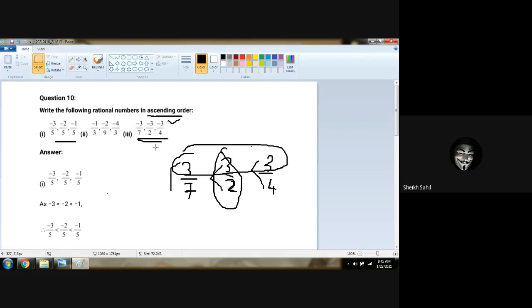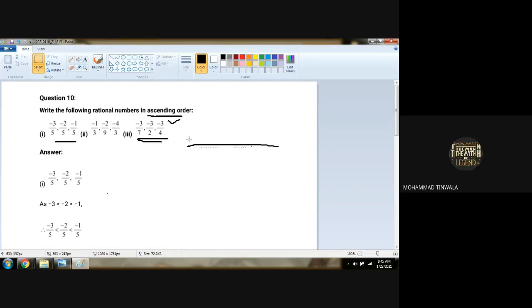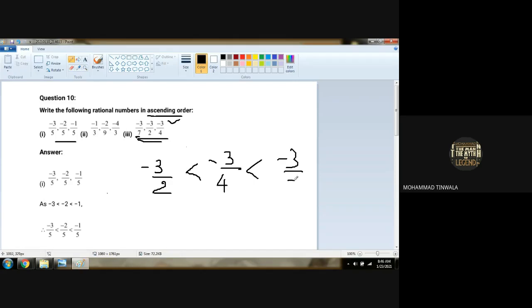Understood? But when we have a negative sign in the numerator, the fraction with the greater denominator will be the greatest. In ascending order, the smallest fraction will be minus 3 upon 2, then minus 3 upon 4, then minus 3 upon 7. Are you getting my point or not? What I explained to you is correct.